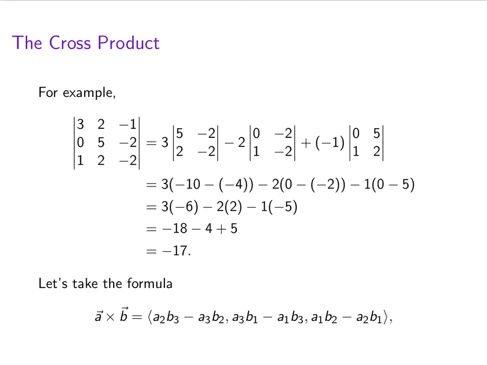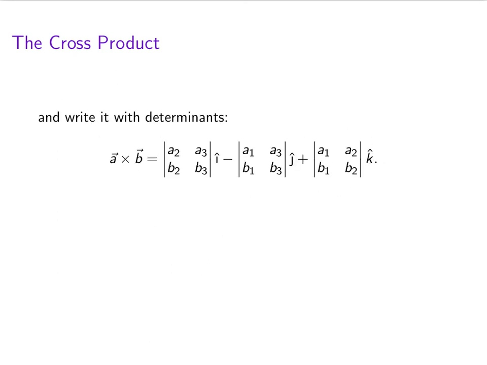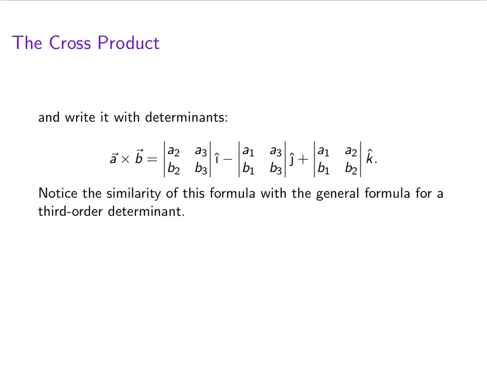So now, let's take our formula that we previously came up with, this horrible looking expression for the cross product of A and B. Now this formula is technically correct, but not very easy to remember. We'll write it with determinants. You see now, A cross B can be written this way. Check that this is the same thing as what we had before. And now what you should notice is the similarity of this formula with the general formula of a third order determinant.